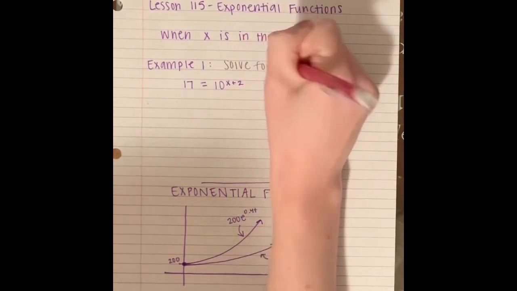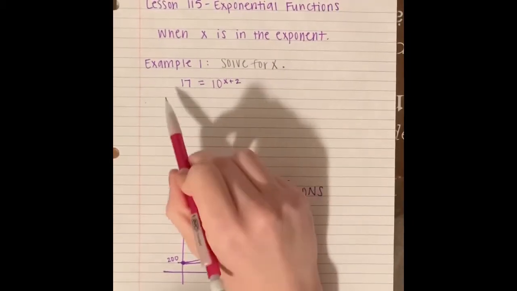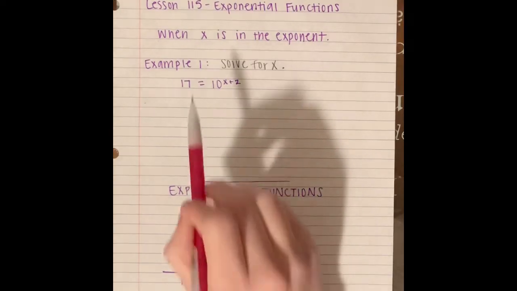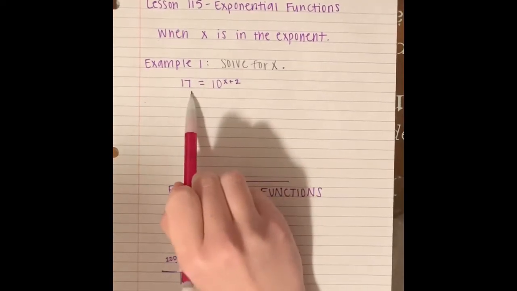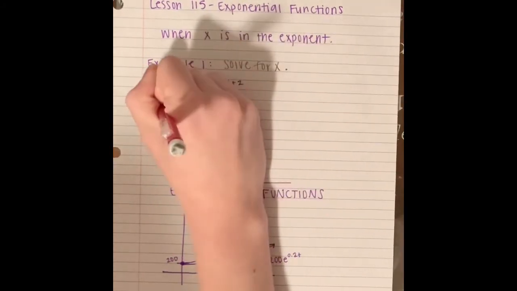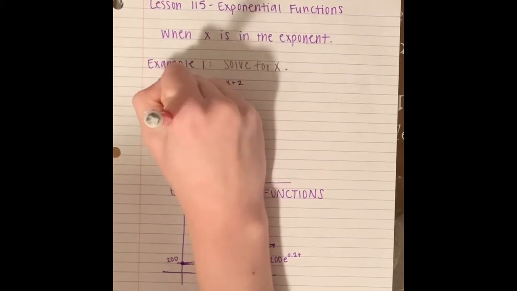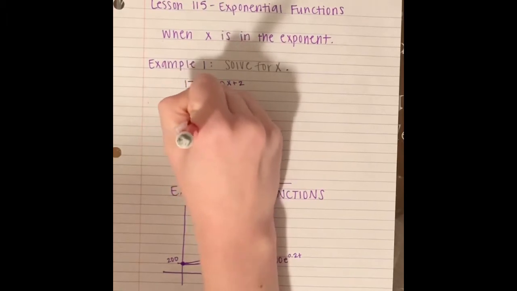In a second, we're going to be dealing with exponential functions, which are graphs. This is going to be more like an equation you're solving for x. So let's think about this. 10 to the x plus 2 equals 17. What I need to do is rewrite 17 as 10 to a power.